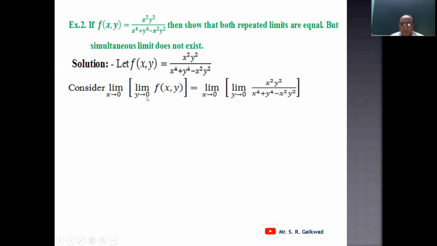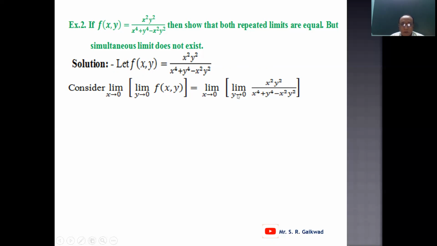First we consider the limit as x tends to 0 of the limit as y tends to 0 of f(x, y), which equals the limit as x tends to 0 of the limit as y tends to 0, where the value of the function f(x, y) is x square into y square upon (x raised to 4 plus y raised to 4 minus x square y square).